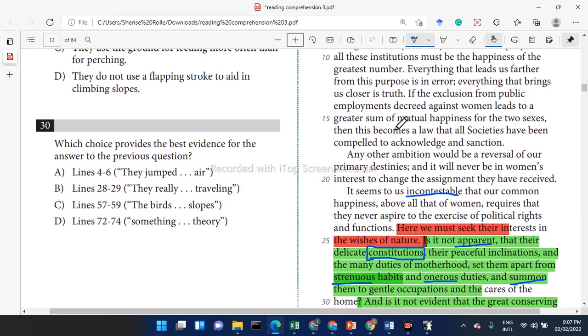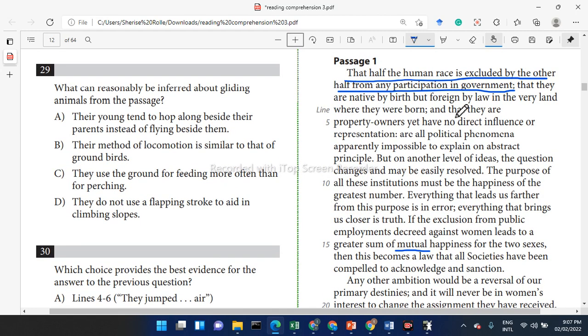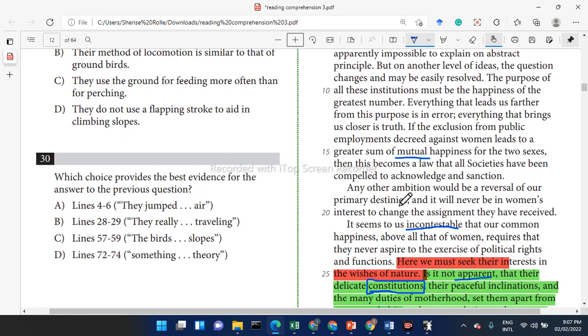Mutual is a good one. Mr. Petit, where it says primary destinies, you mean primary duties? Primary destinies. I know what it is. And where it says any other ambition would be a reversal of our primary destinies, that's definitely talking about duties, nature, right? Yeah, duties. Okay. All right. So there you have it.